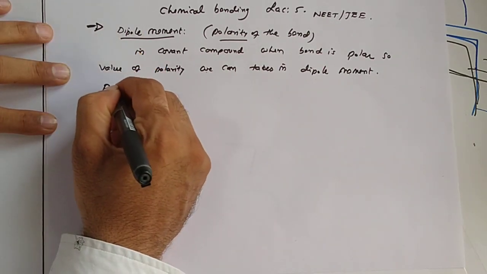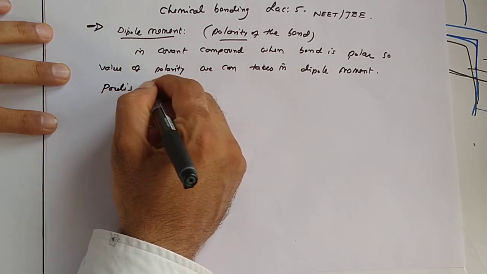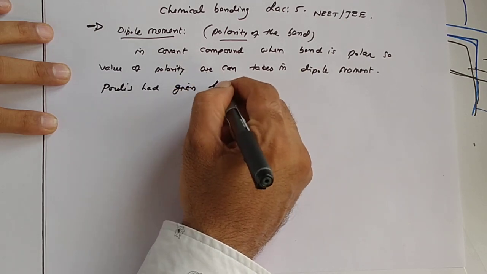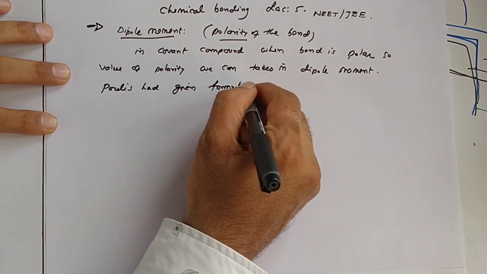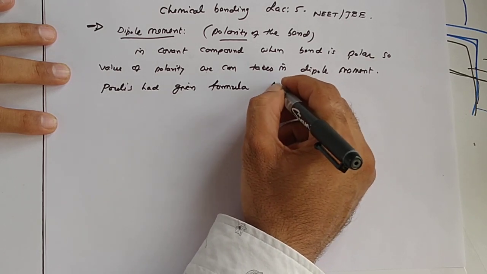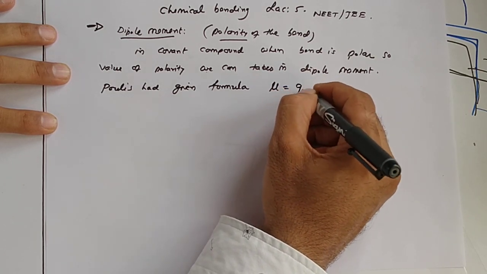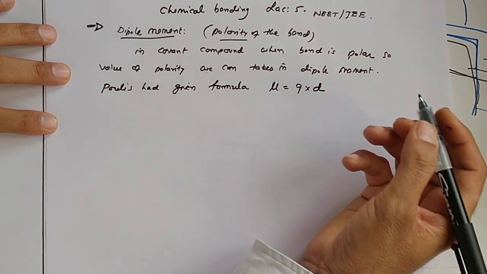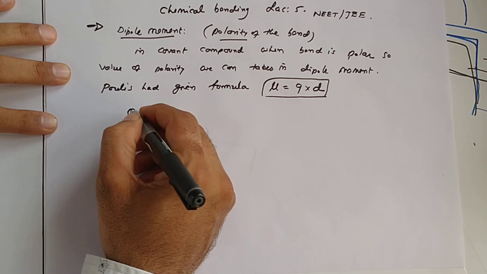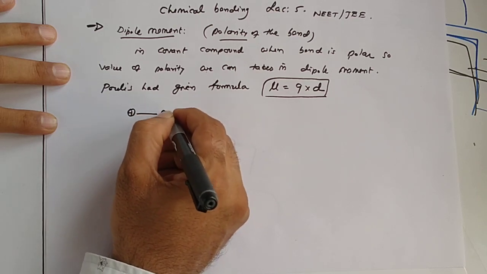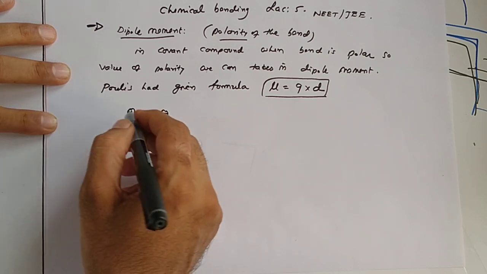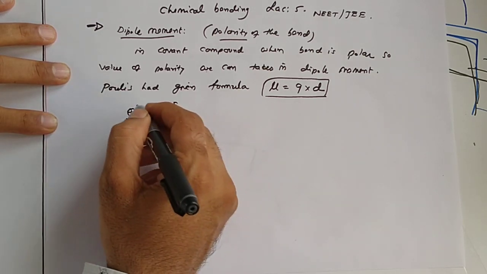The scientist Pauli had given a formula to find dipole moment. It is represented by mu. Mu is equal to Q into D. Generally, the polarity arrow we are taking from positive to negative.